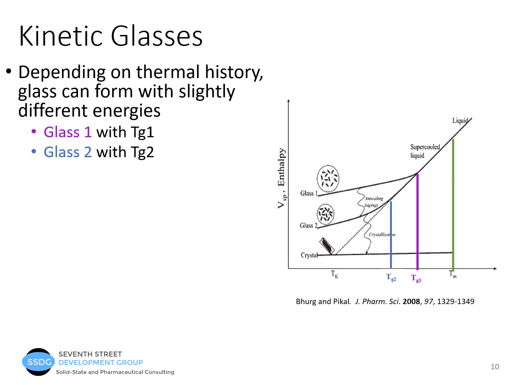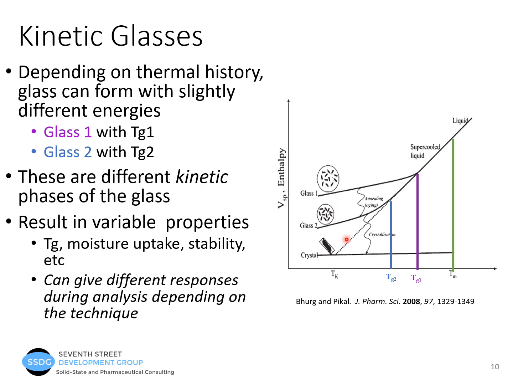Now I want to talk a little bit more about glasses themselves and also the glass transition temperature and what things may change both of these properties. Depending on your thermal history, a glass can form with slightly different energies, and this comes from a supercooled liquid. If you decide to produce the glass one way, you could end up with glass 1. If you decide to produce it a different way, you could end up with glass 2, and they can have slightly different free volumes, slightly different temperatures. And you can see where they split off, you are going to get a different glass transition temperature.